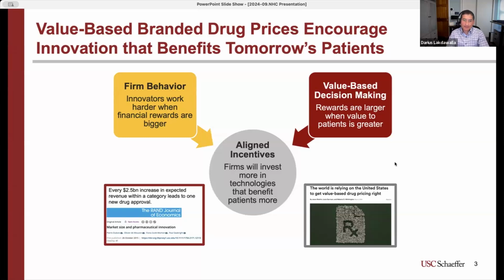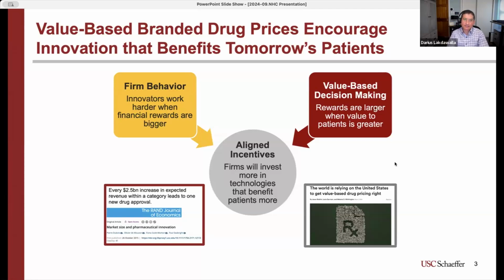The problem in the pharmaceutical market is that there are many layers that pharmaceutical firms have to get through in order to reach consumers. There are insurers, pharmacy benefit managers, employers, pharmacies, wholesalers, a whole host of intermediaries, and that can adulterate the relationship between the pharmaceutical firm's incentives and the needs and preferences of patients.